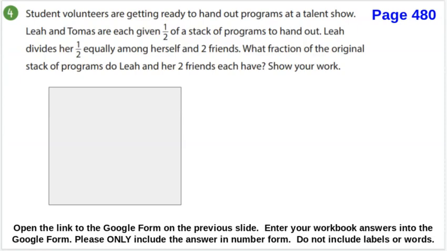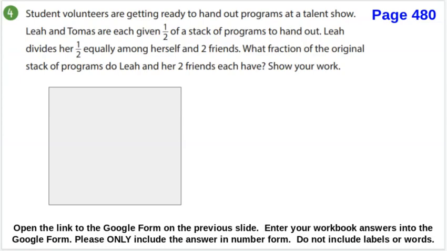The problem says, student volunteers are getting ready to hand out programs at a talent show. Leah and Thomas are each given half of a stack of programs to hand out. Leah divides her 1/2 equally among herself and 2 friends. What fraction of the original stack of programs do Leah and her 2 friends each have?